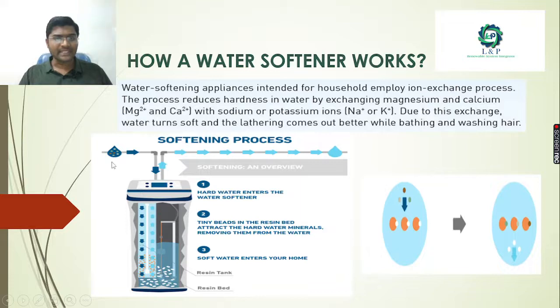See here, this is an example. This is an inlet, and the water is getting inside. The exchange is happening. The sodium or potassium that we are using is absorbing the magnesium and calcium present in the hard water. Now the water is going out for our usage. The water has become soft water, and there is also a drain pipe to send the wastewater outside.